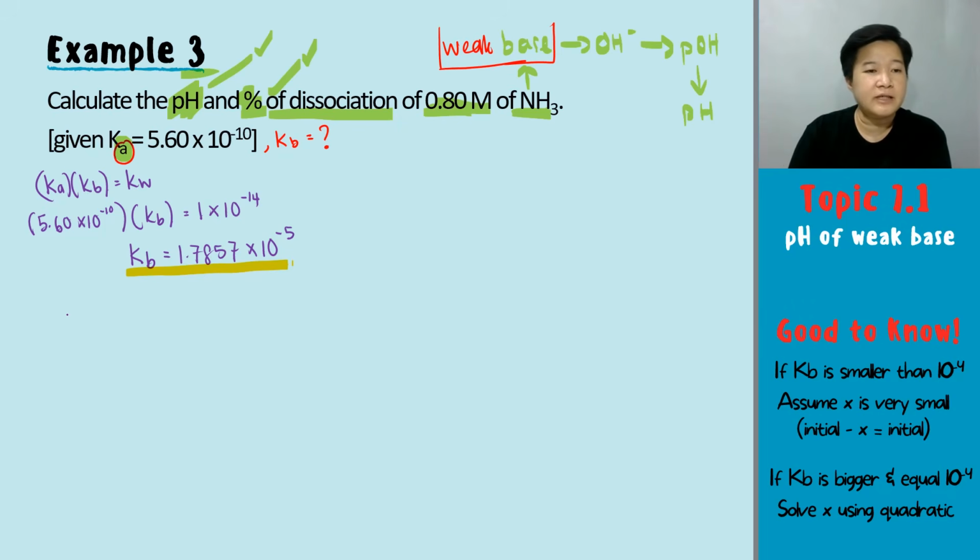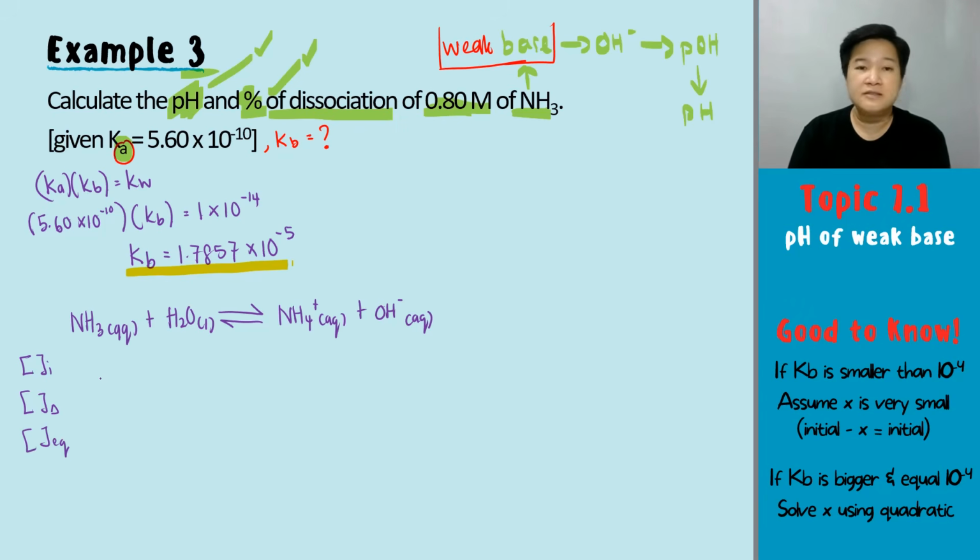The next step is definitely writing the equation of your weak base. So you have your ammonia in aqueous state with the presence of water in liquid, partially dissociating to form NH4 plus aqueous plus OH minus aqueous. Concentration initial, concentration change, and also concentration equilibrium. Starting off, the initial concentration is 0.8 molar of your ammonia. Your water will be ignored because it's a liquid. NH4 plus aqueous as a product is 0. OH minus as a product is 0 in the initial.